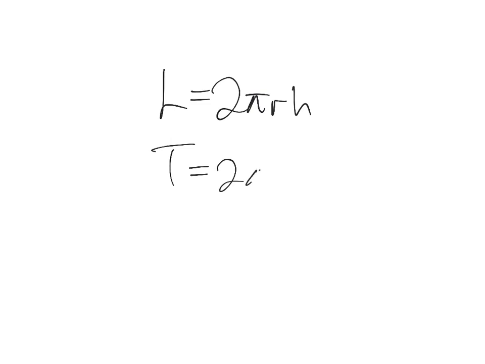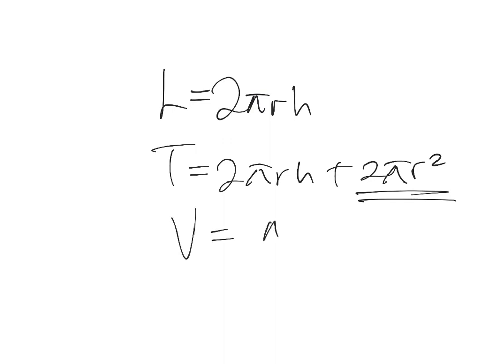We have lateral surface area, we have total surface area. Very important too. We have lateral area and total area. And so the lateral area is 2 pi RH, and the total area is actually 2 pi RH plus 2 pi R squared. Keeping in mind that you have two circles with a cylinder. The volume is pi R squared H. So these are the formulas that relate to the cylinder.